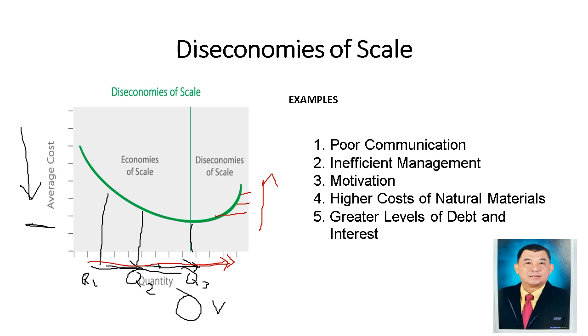We have miscommunication or poor communication, inefficient management or mismanagement, motivation or demotivation, higher cost of natural materials or resources, and greater levels of debt and interest. So these are examples of diseconomies of scale that will cause your average cost to increase as you increase your volume or quantity of production.